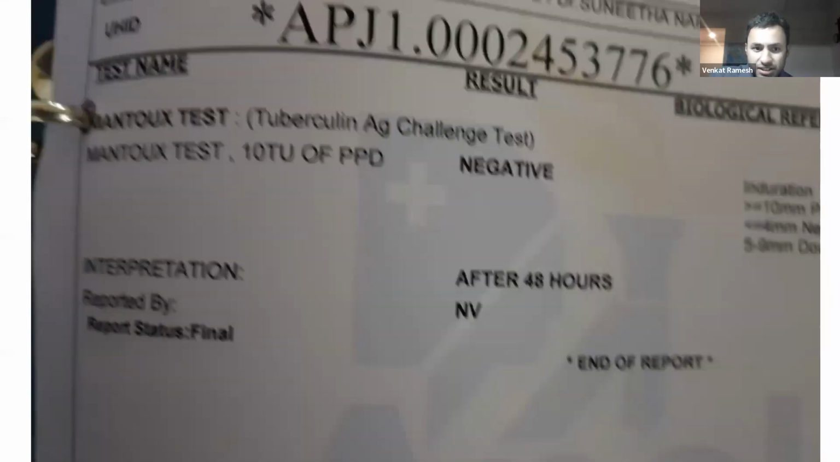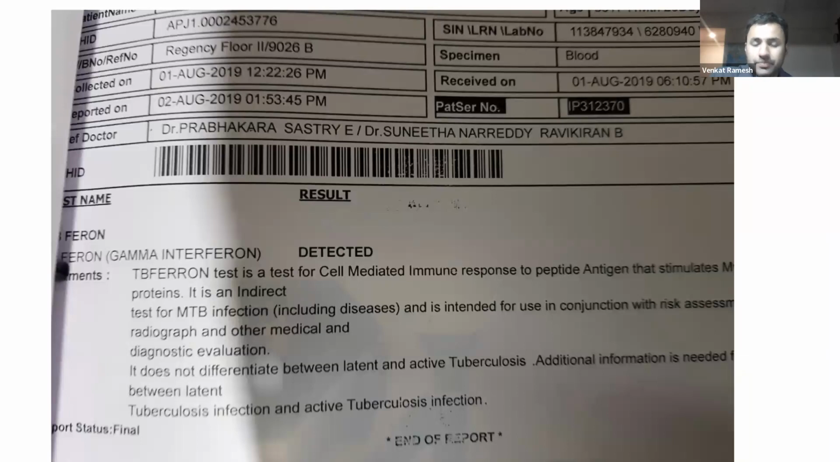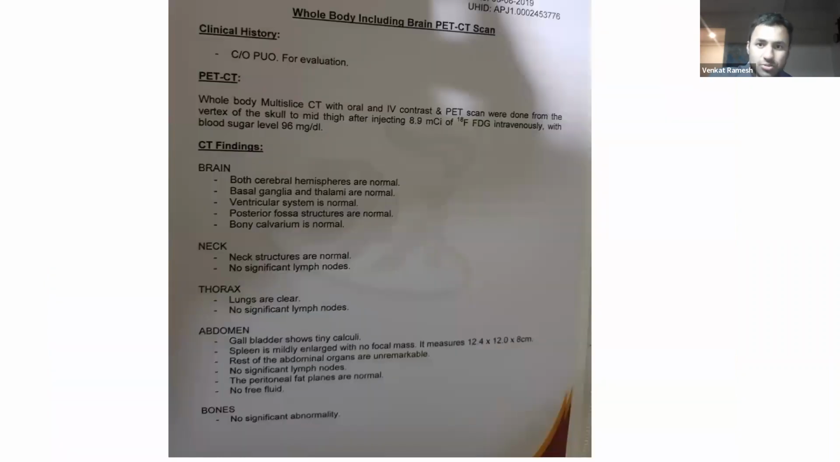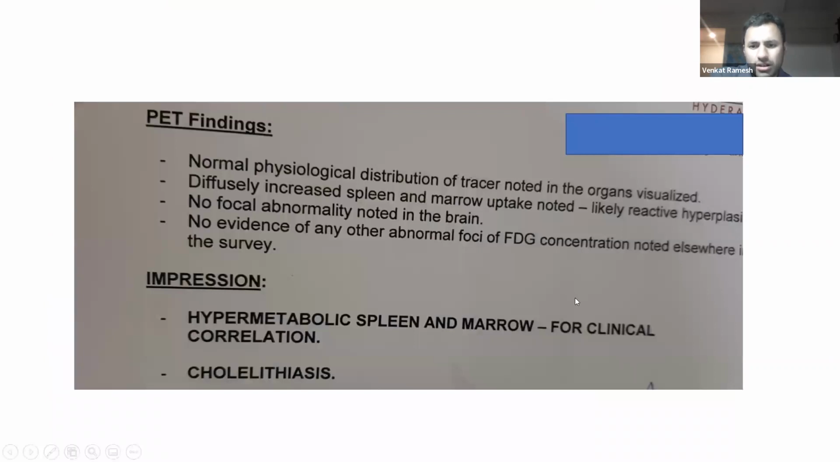A tuberculin skin test was negative, whereas an IGRA was positive. But 40% of India has latent tuberculosis, so a positive latent tuberculosis test does not tell us it's tuberculosis. So she had undergone a whole body PET-CT. Unfortunately, I couldn't get these images, but all I'll say is that it was really not remarkable except for a hypermetabolic spleen and marrow.